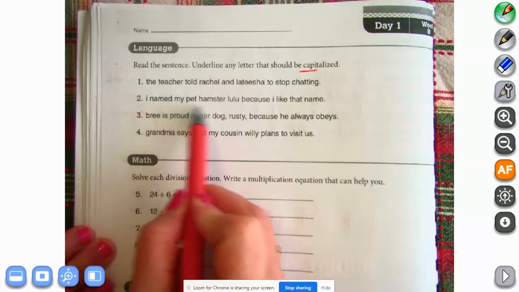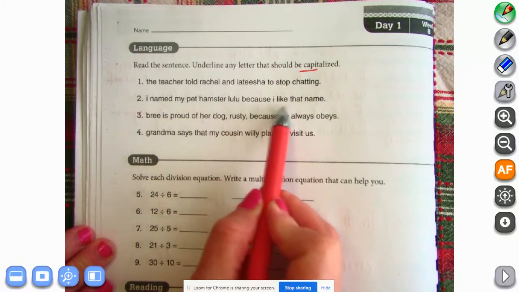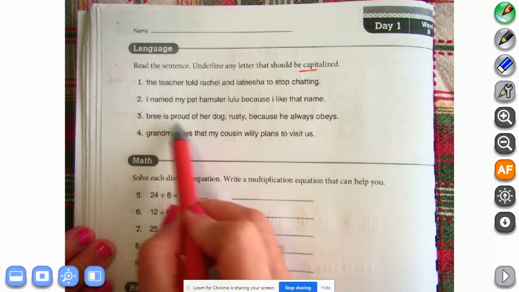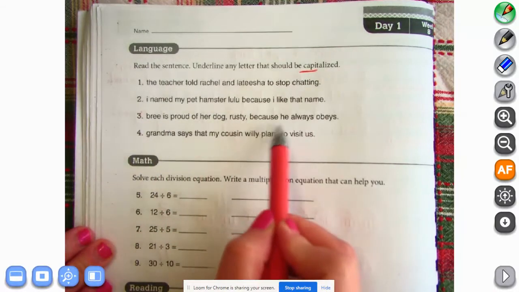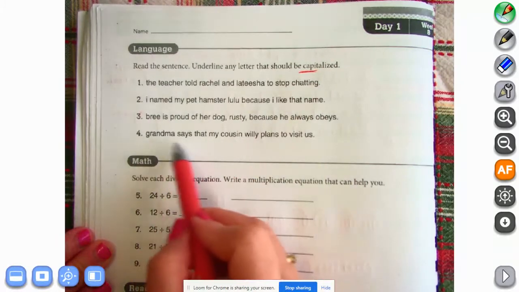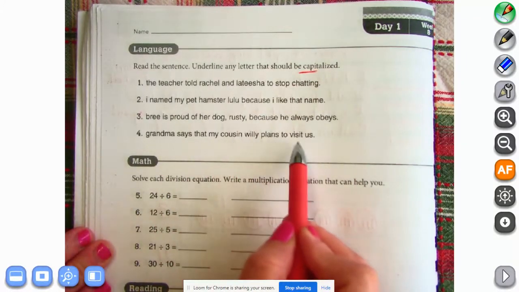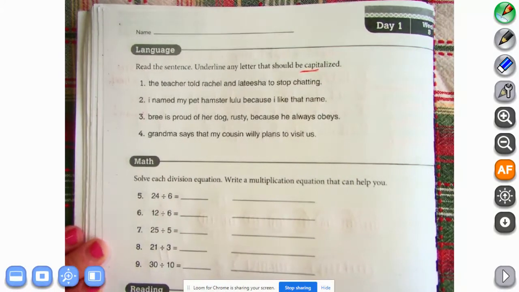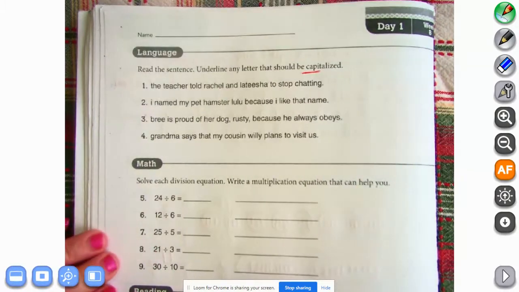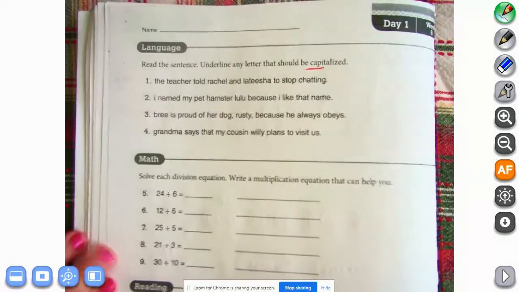I named my pet hamster Lulu because I like that name. So which ones should be capitalized? Bree is proud of her dog Rusty because he always obeys. Grandma says that my cousin Willie plans to visit us. Which words should be capitalized? Which letters should be capitalized? Okay.